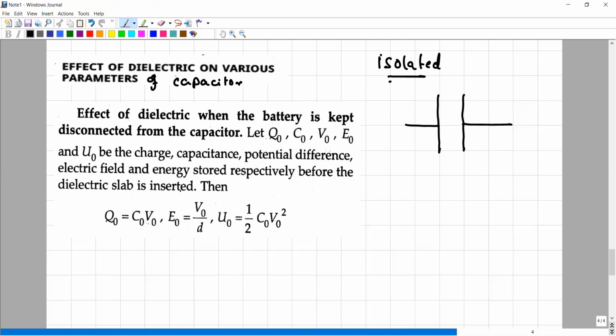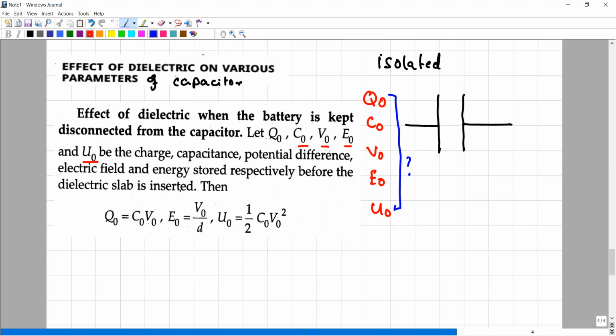Okay, not connected to anything means it is isolated. And what would be the parameters of this capacitor? So what is a parameter? Parameter means what is its charge, Q naught, the initial value. What is the capacitance of this capacitor, C naught? Then what is the potential of this capacitor, V naught? Similarly, electric field, E naught, and energy. So we are going to understand what happens to these five parameters.